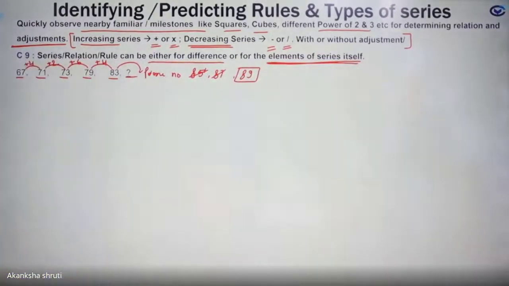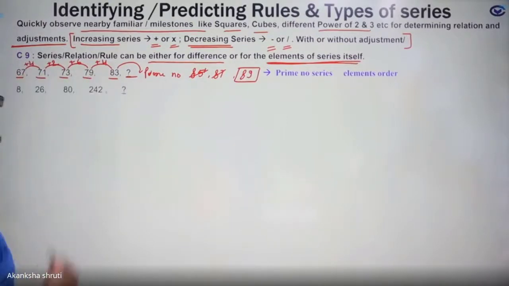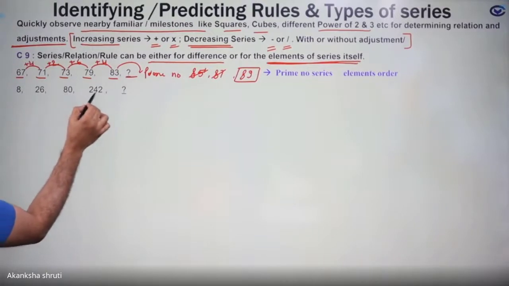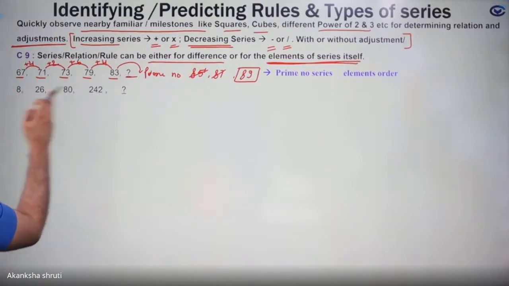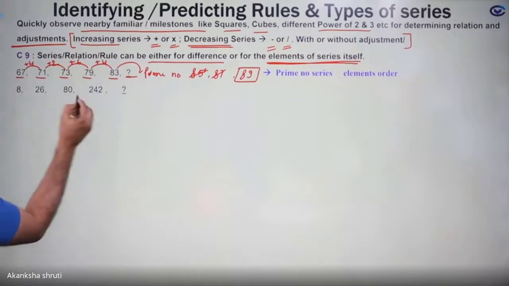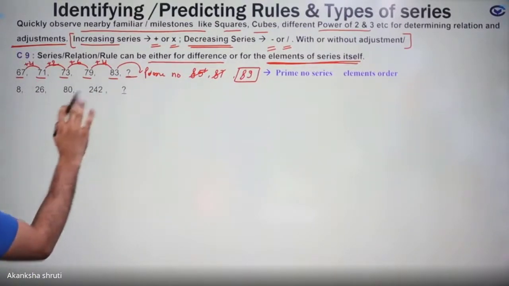But it is possible that these differences follow some pattern. Let us take the second question: 8, 26, 80 and 242. Here we are observing that these numbers are increasing very fast. The variation is very large and that variation is not uniform.